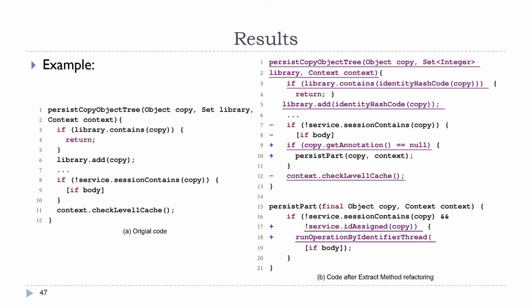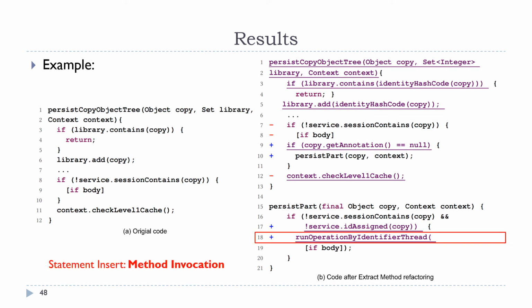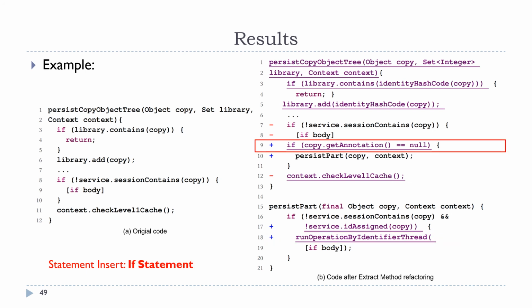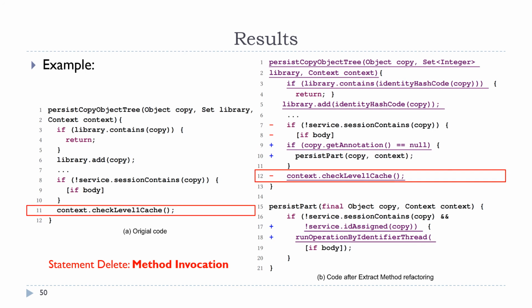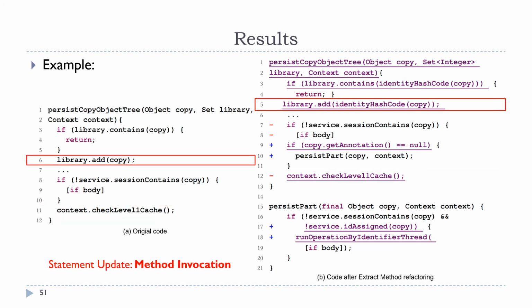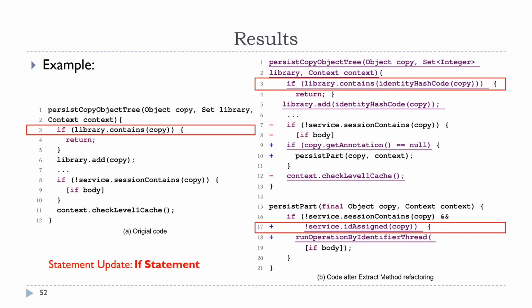Let's take another look at our motivating example. This statement set is an example of statement set method invocation. While here we have another statement set, but now it is an if statement. A method invocation that was deleted, a method invocation that was updated, and here 2 examples of if statements that were updated.